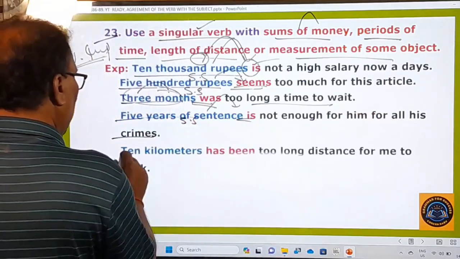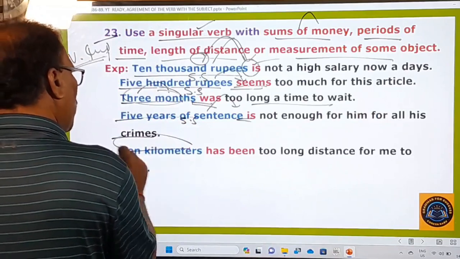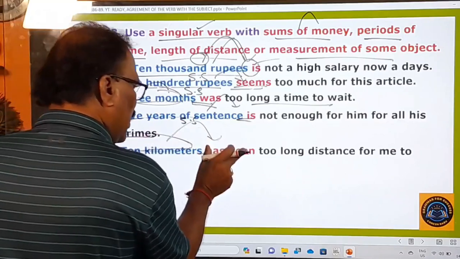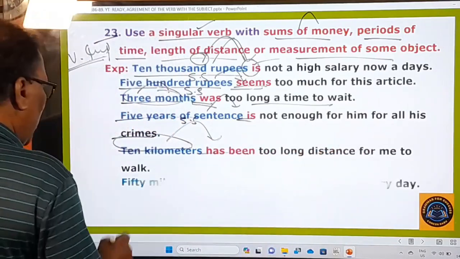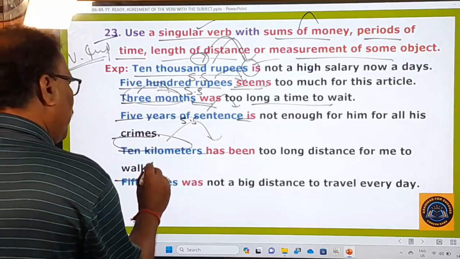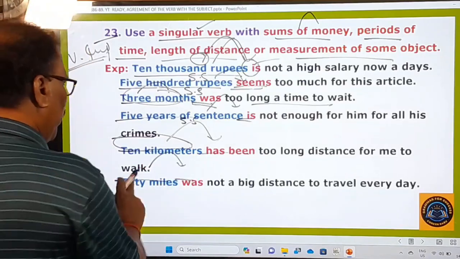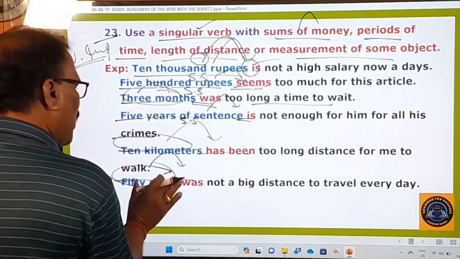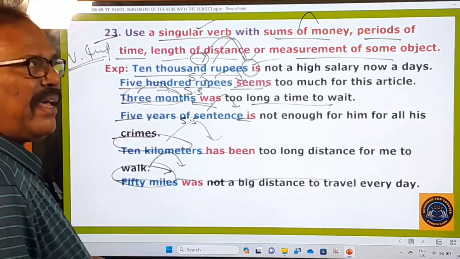Okay, and then 10 kilometers is a distance, a length of distance. So it's total distance, and therefore it is singular. This is singular, and therefore a singular verb is used here. Too long a distance for me to walk. 50 miles again is a length of distance, and don't say 50 miles were. 50 miles is a single unit, 10 kilometers is a single unit. These are all single units. 50 miles was not a big distance to travel every day, right?